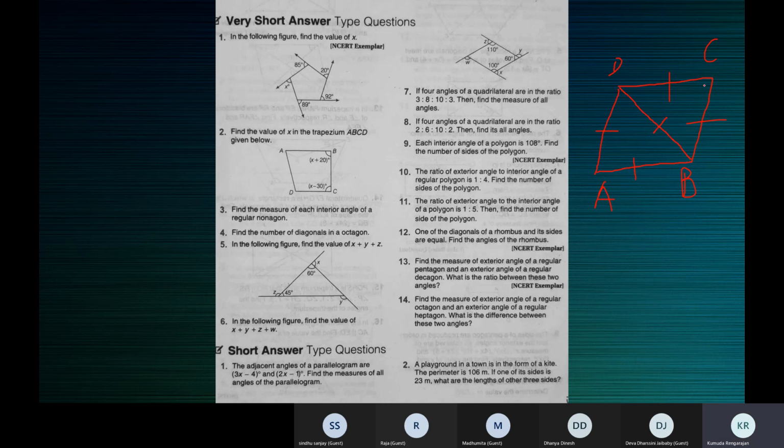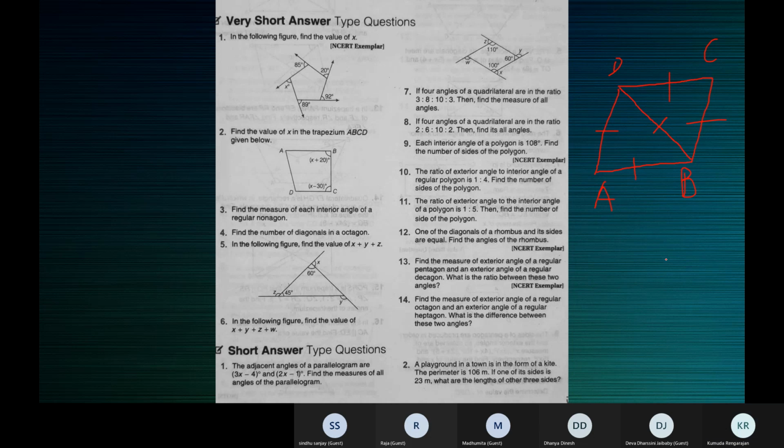Because it's given that one of the diagonals is equal to the sides of the rhombus. So already AB, BC, CD, DA, they're equal. And now this diagonal BD is also equal to the sides. All these five line segments are equal: AB, BC, CD, DA, and BD. Is that clear, children? Yes, ma'am. Okay. Now look at the triangle ABD.